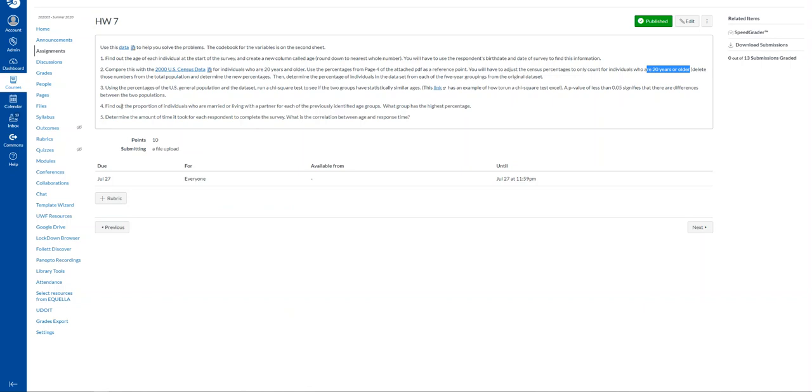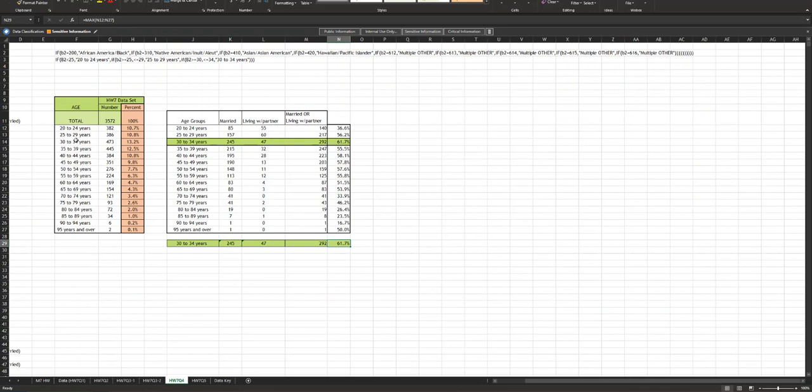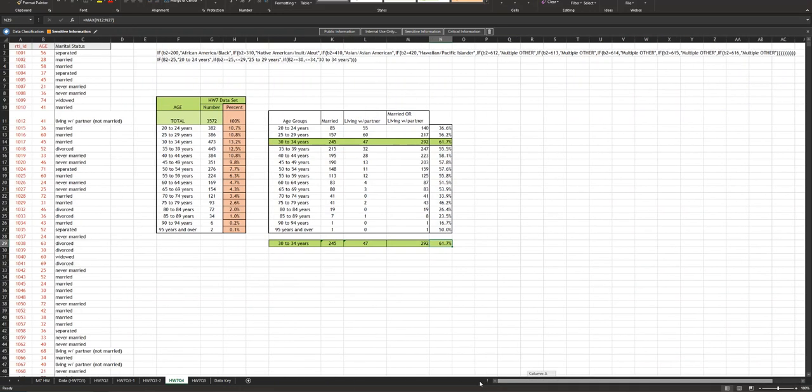Number 4, find out the proportion of individuals who are married or living with a partner for each of those age groups. Which group has the highest percentage? And again, the student made it nice and clear, which is why I chose this student's work to show. It's very easy. So took the age, put in the status here for it, and then for each of the age groups, counted how many were in that age. So that's from the previous problem.